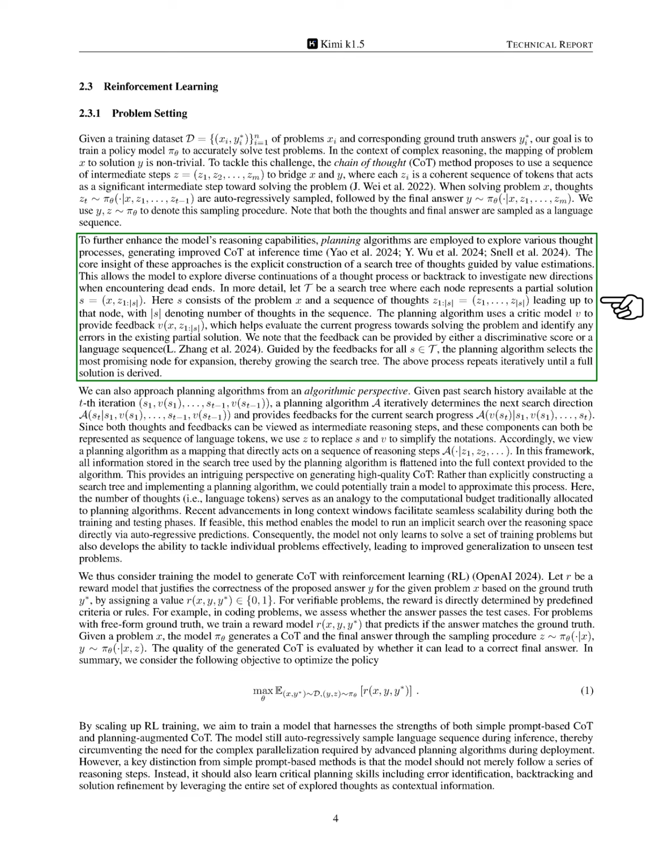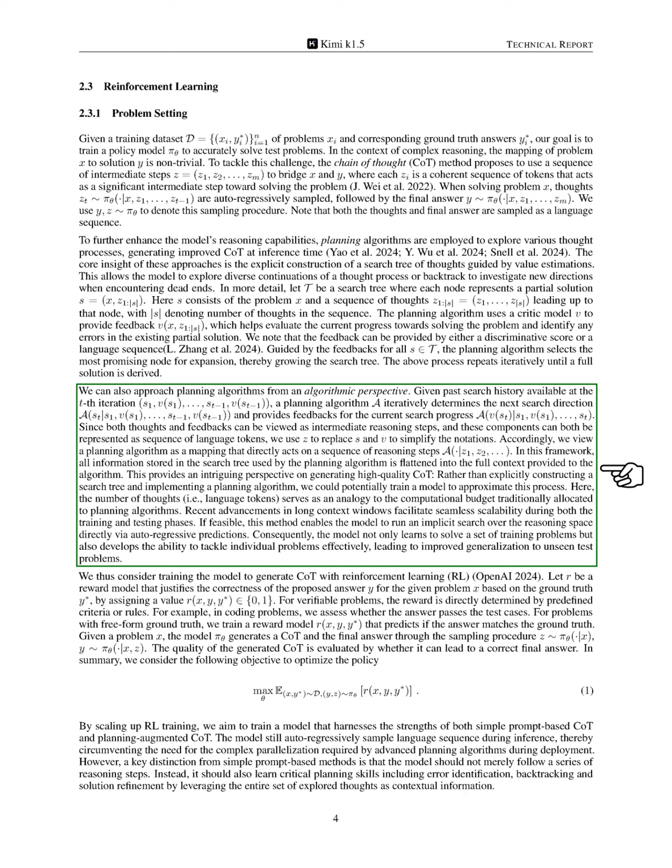A critic model provides feedback to evaluate progress and identify errors in the current solution. This feedback can be a score or a language sequence. Using this feedback, the planning algorithm selects the most promising node to expand, and this process continues until we find a complete solution.